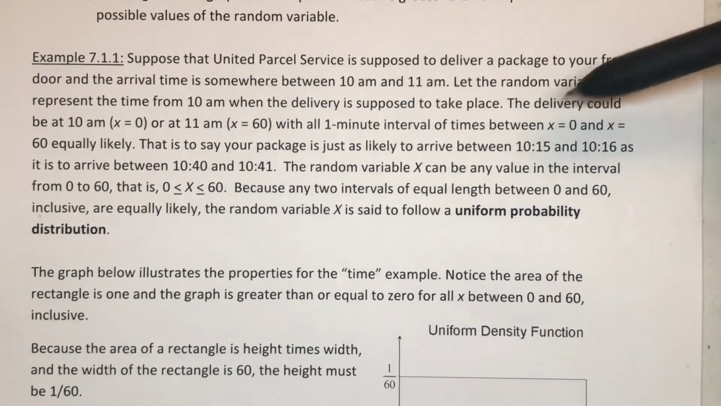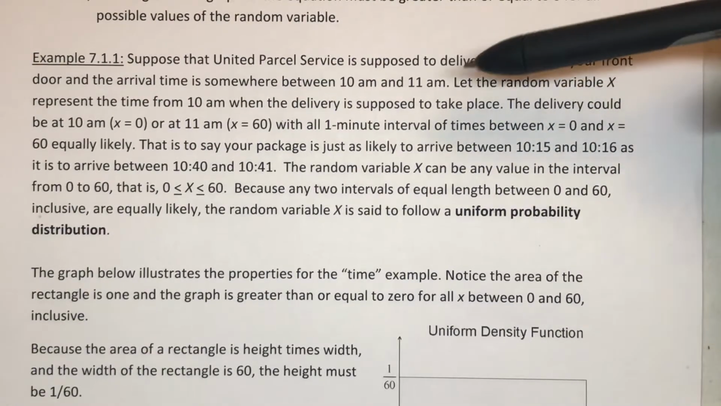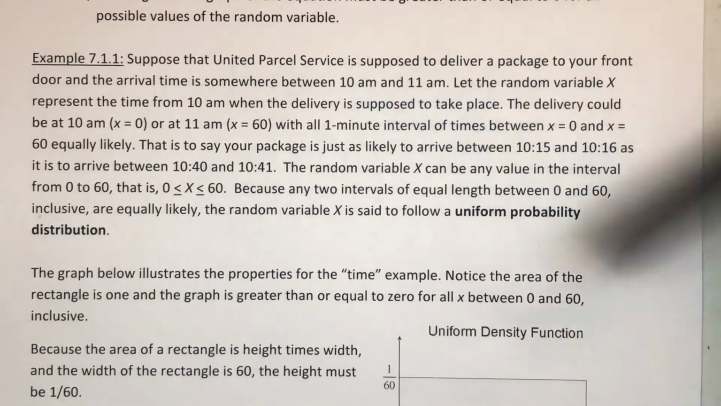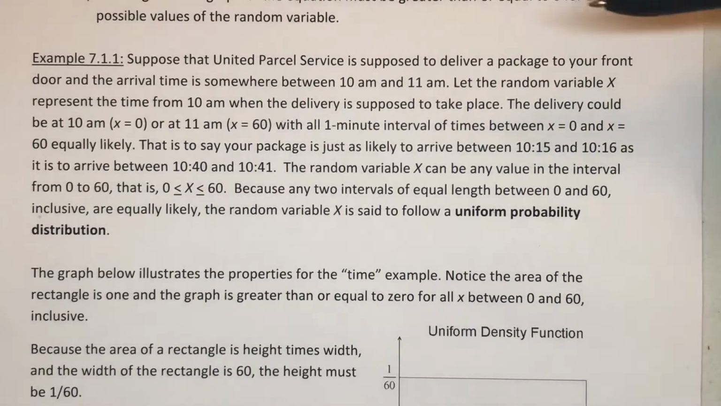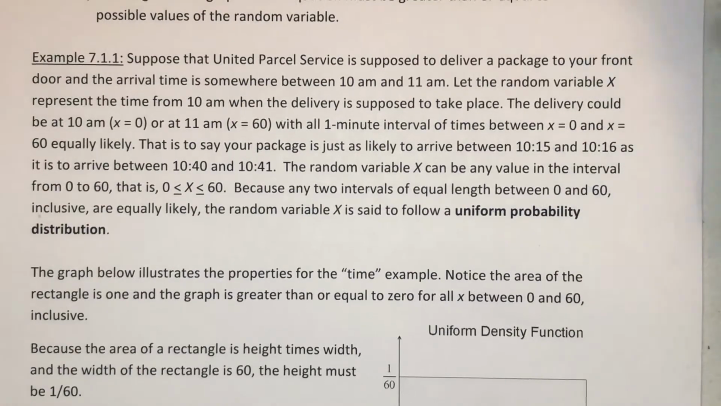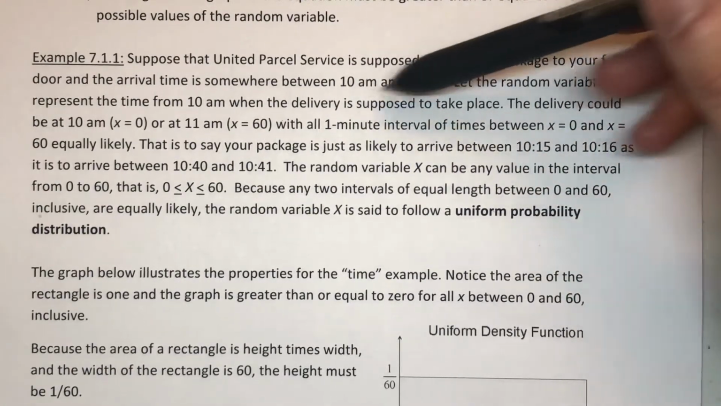So we're looking at the idea that a parcel, a package, can be delivered, and we're going to stick with this window of 10 to 11, but we're saying it's equally likely. There's an equal opportunity that that package is delivered at any point, starting at 10 o'clock and going to 11 o'clock. So 1 hour, right?